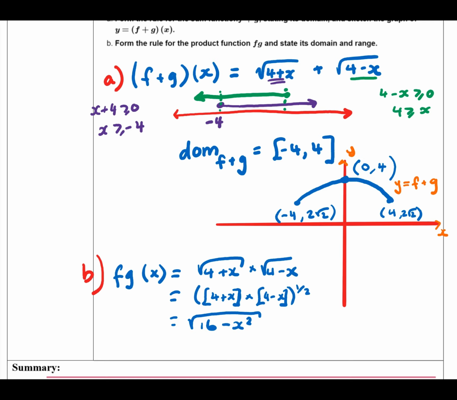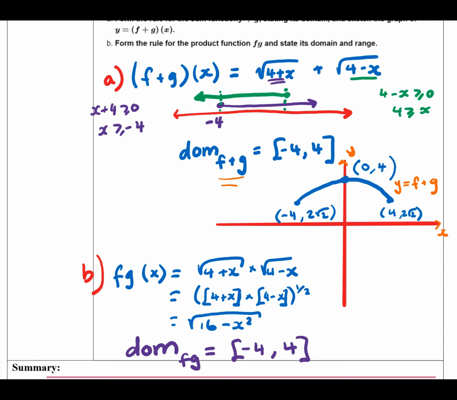Now, that's important. It's going to help us with our domain. But of course, we already know our domain. The domain of f plus g is the same as the domain of f times g. It's the same as the domain of f minus g. So the second part to this question is as simple as saying dom fg is equal to -4 to 4.